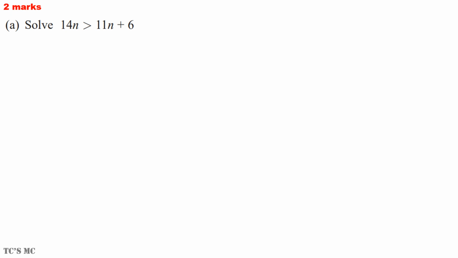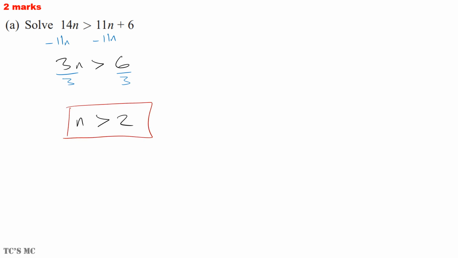Solve 14n is more than 11n add 6. We need to make sure n is only on one side. So for the first mark, we need to subtract 11n from both sides. That gets us 3n is more than 6. Then we're going to divide by 3. So far, we only have 1 mark. Now, because I've written n is more than 2, I will get my second mark. If by accident you have written n is equal to 2, you would get 1 mark and not 2.